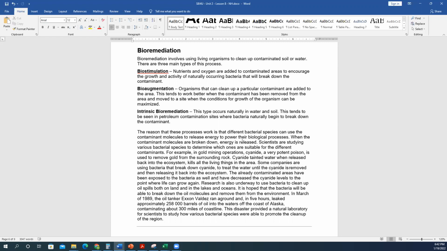So if cyanide gets into the water and gets released back into the ecosystem, it can kill all the living things in that area. Some companies are using bacteria that can actually break down that cyanide to treat that water until the cyanide is removed. And then that cleaned up water is released back into the ecosystem.